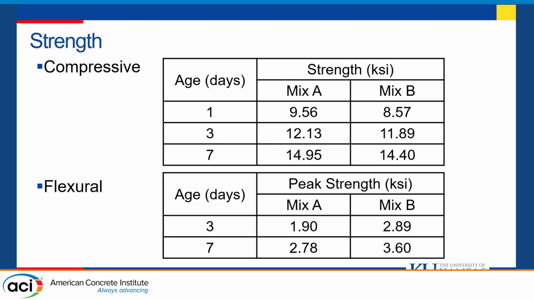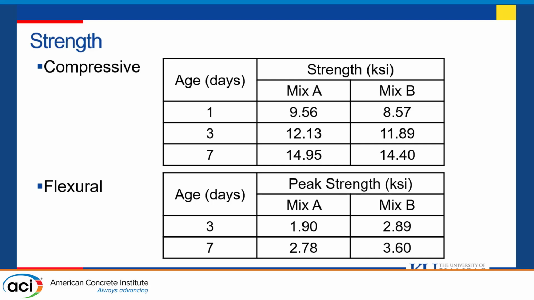In terms of flexural strength, mix B has higher flexural strength compared to mix A. Mix B achieved 2.98 KSI flexural strength at 3 days and 3.60 KSI at 7 days, while mix A achieved 2.78 KSI at 7 days. You can clearly see mix B has 29% higher flexural strength compared to mix A at 7 days.